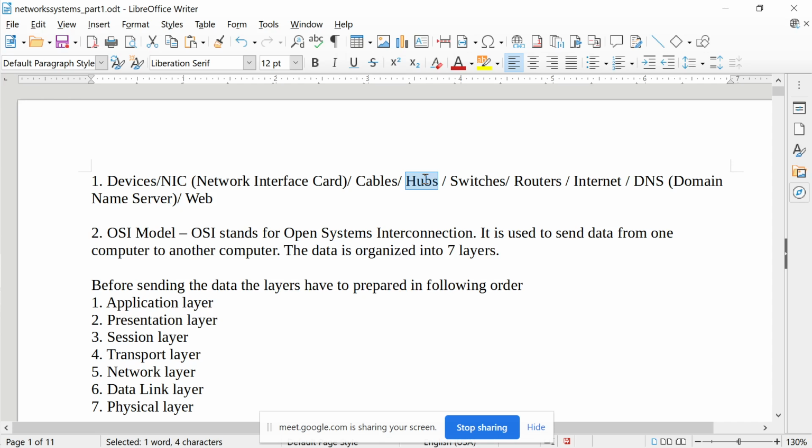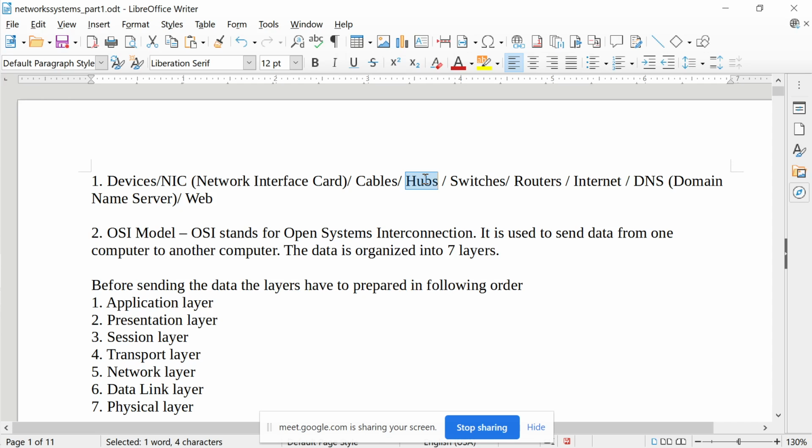Only one side will be on at a time, and that is what hubs were in the earlier days, a connecting device which would connect two devices. So it was operating in half duplex. Half duplex means you can either send or receive, but you cannot do both.